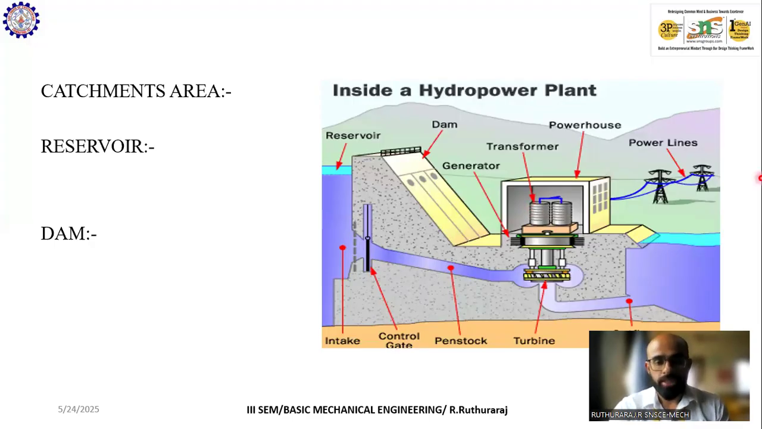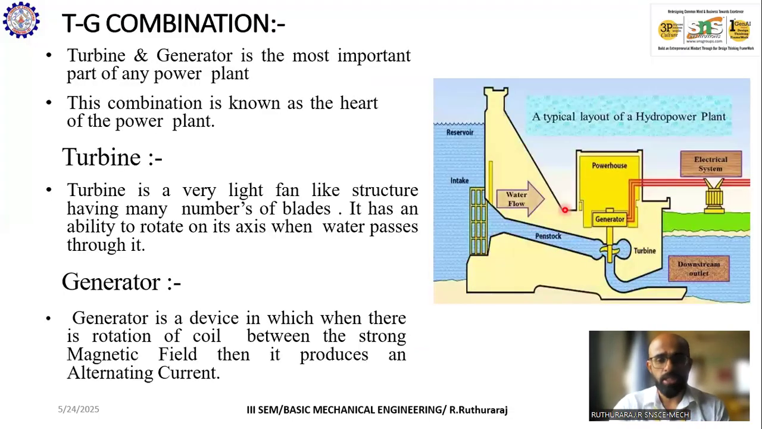Then comes the turbine. This setup will show you clearly. When the water comes from the penstock, it will strike the turbine, which will rotate, which will in turn supply the electricity through the generator. So this is the working of the hydroelectric power plant.